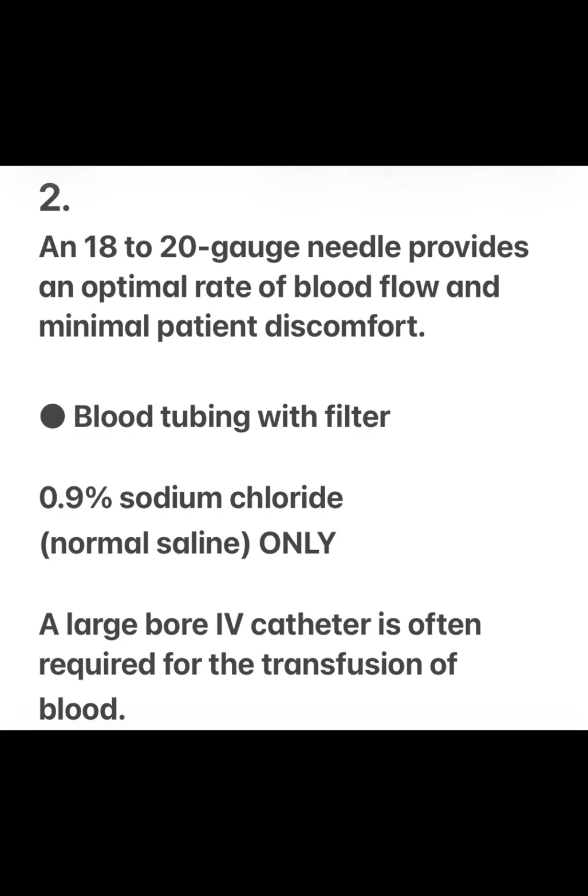That's the first step. The second point is that you need an 18 to 20 gauge needle. And you also need a blood tubing with filter. And remember that you also need 0.9% sodium chloride, normal saline. That only goes with the blood products, nothing else. So if they give you lactated Ringer's or any other D5 solution, do not select that. The only thing you need to select is 0.9% sodium chloride. That only goes with the blood. And you need an 18 to 20 gauge needle, right?